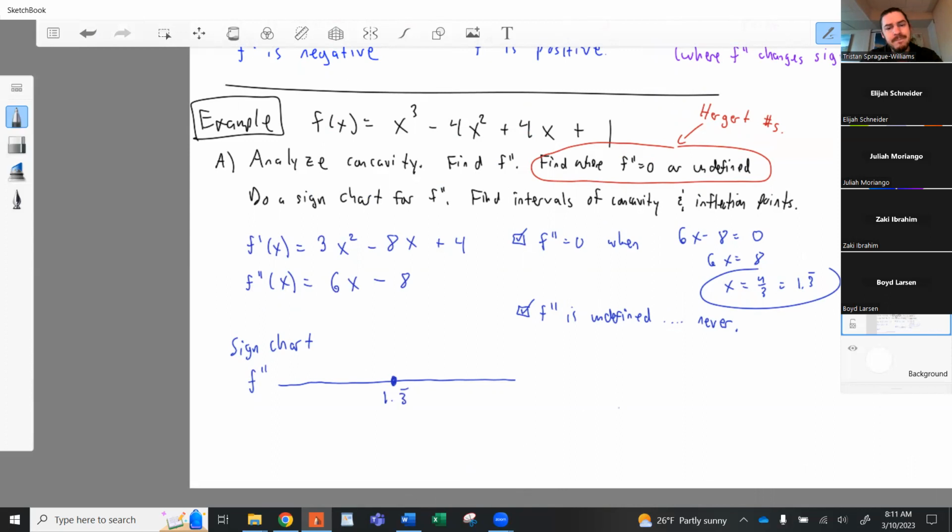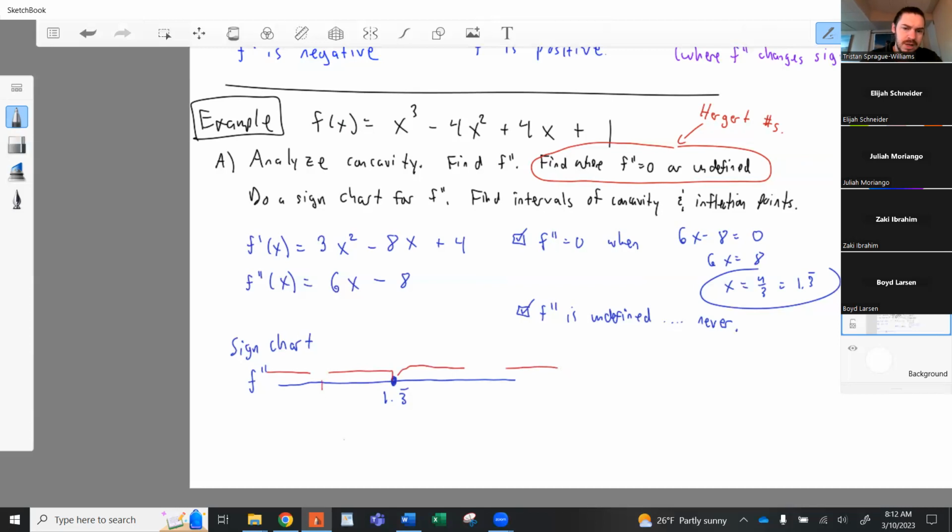Okay. And those numbers then break the entire domain, which for this function is all real numbers. They break the domain up into intervals. So we have two intervals here. We have the interval on the left. We have the interval on the right.